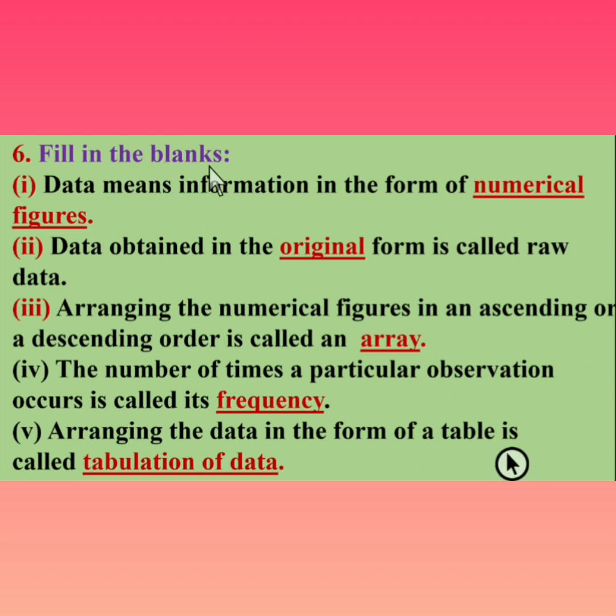Next is fill in the blanks. First one: data means information in the form of numerical figures. Second: data obtained in the original form is called raw data. Arranging the numerical figures in ascending or descending order is called an array. Then the number of times a particular observation occurs is called the frequency. Arranging the data in the form of a table is called the tabulation of the data or presentation of the data.